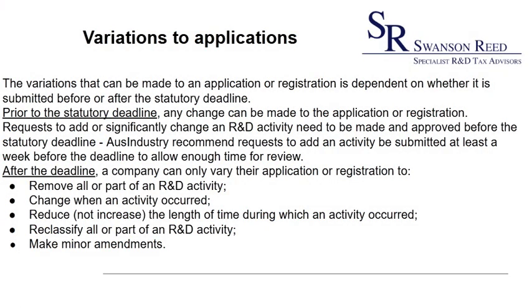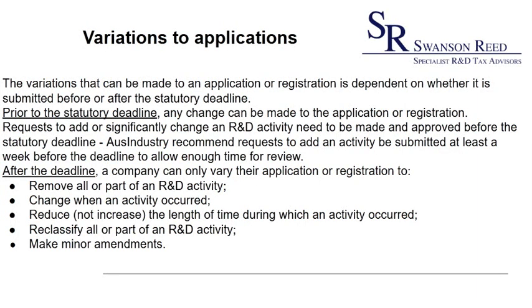The variations that can be made to an application or registration is dependent on whether it is submitted before or after the statutory deadline, that is, 10 months after the end of the company's income year has passed. Prior to the statutory deadline, any change can be made to the application or registration. Requests to add or significantly change an R&D activity need to be made and approved before the statutory deadline. AusIndustry recommends requests to add an activity be submitted at least a week before the deadline to allow enough time for review by both parties.